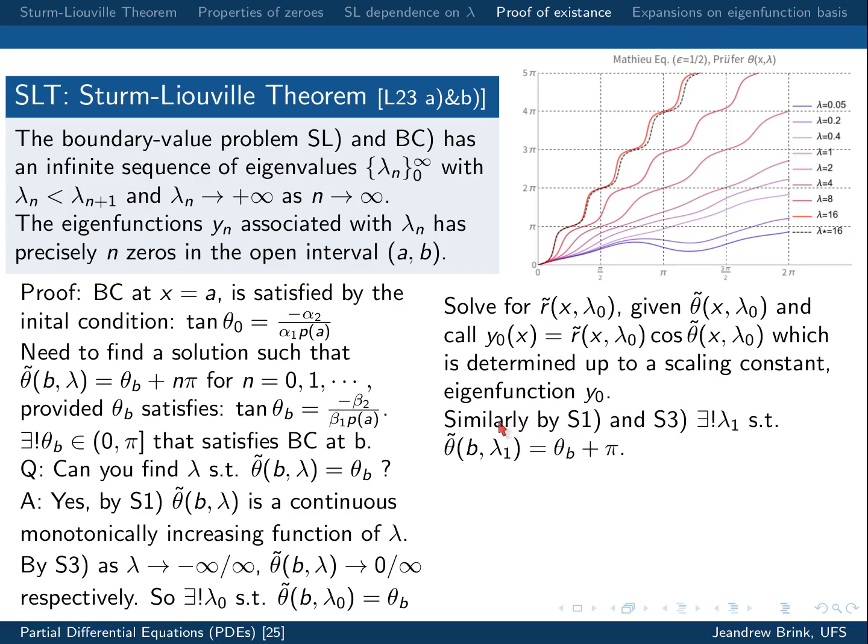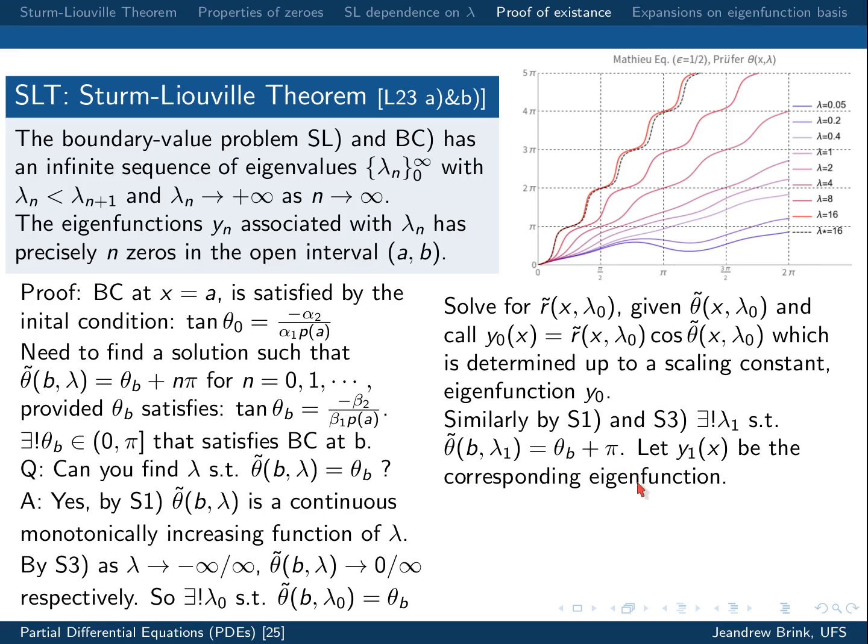And you can do the same thing for, suppose you want to find lambda 1. In other words, you want to find a solution where theta b plus pi is the value, you can always do it by S1 and S3. You take lambda and increase it so that theta sweeps past the particular value you want at theta b plus pi, some place over there. You can find your lambda 1 that gives it. You can solve for the eigenvalue using the same process.